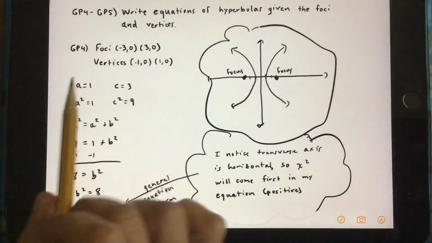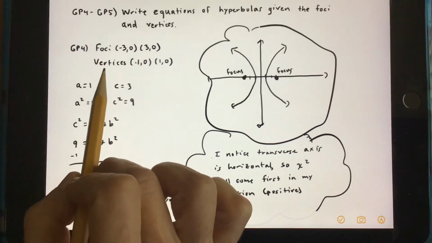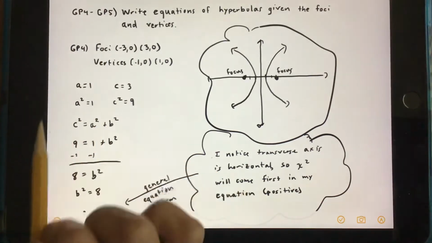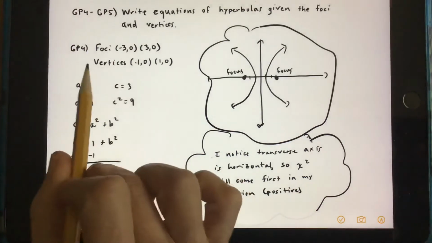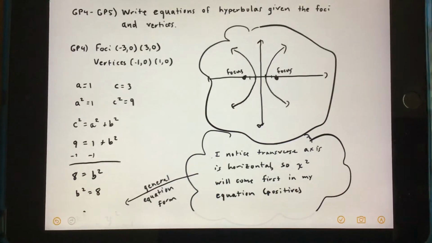Just be kind of careful. The problems do give you the foci values first and the vertices second. So it's kind of easy to get mixed up and then plug the numbers in backwards. So the vertices, our a numbers, are the second piece of information that will be given in these problems.